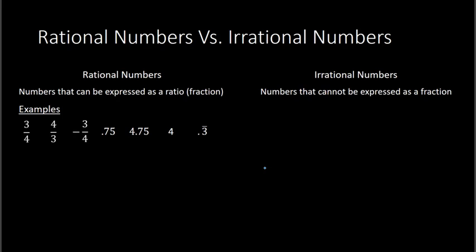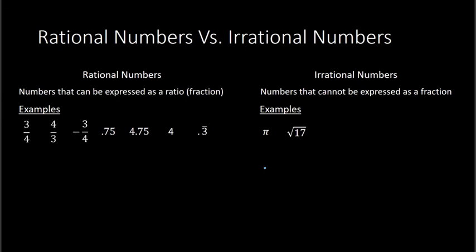Irrational numbers are numbers that cannot be expressed as a fraction. For example, pi would be irrational. Pi is a number used in geometry, and this is equal to approximately 3.14159. But the decimal keeps going forever. It never ends. So pi is irrational because the decimal keeps going and does not repeat.